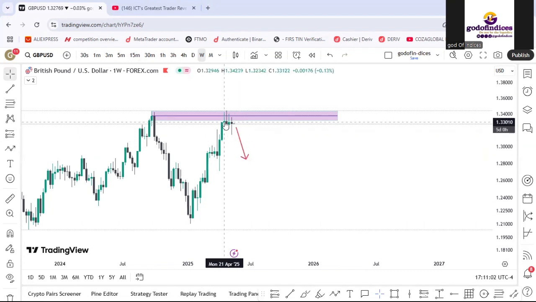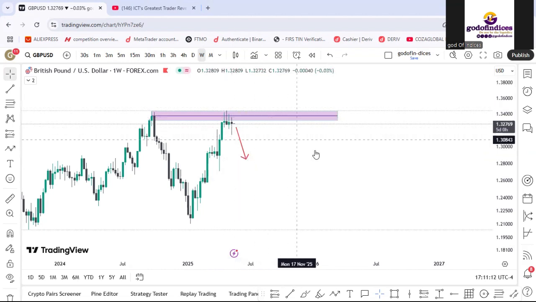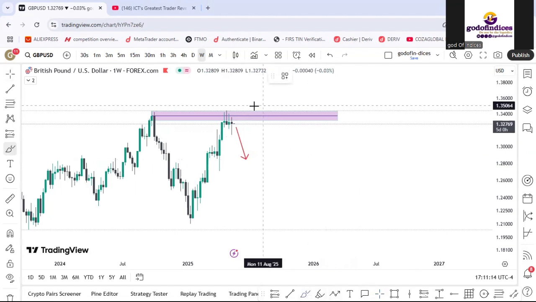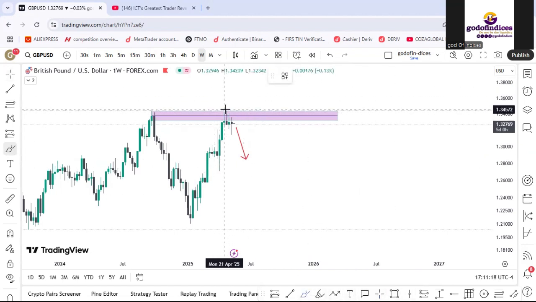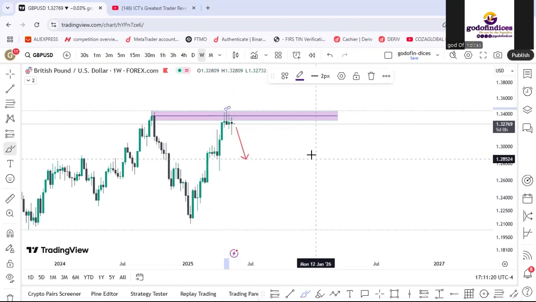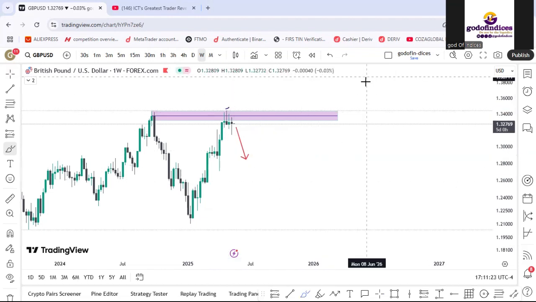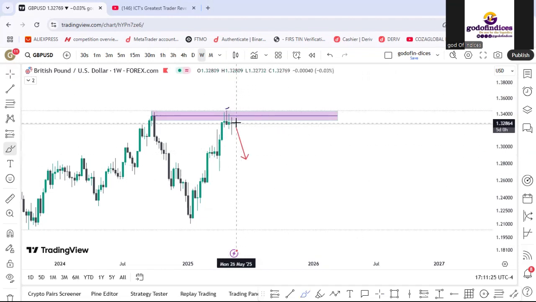Why? Because if this zone was weak, we wouldn't get this multiple rejection. And like we can see, it has formed a swing high here. What's a swing high? You see that this middle candle is higher than the left and the right, right? So it has formed a swing high here, telling us that most likely we're going to be tanking down, right?